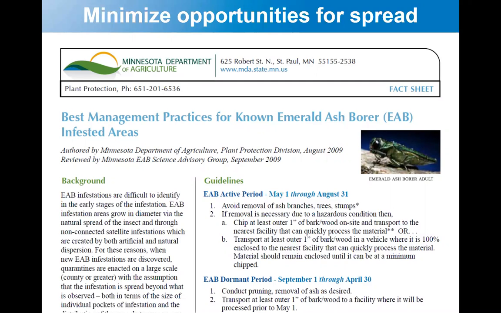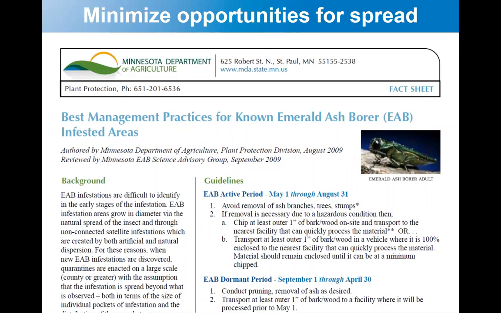And so we want to avoid pruning or removing ash trees in infested areas during the summer, because you can imagine if you have a branch or a tree that gets removed and the beetles haven't all emerged yet, and you take it even 10 miles down the road to a place where it's going to be disposed, you might have moved emerald ash borer 10 miles down the road that it otherwise was going to have to do itself.